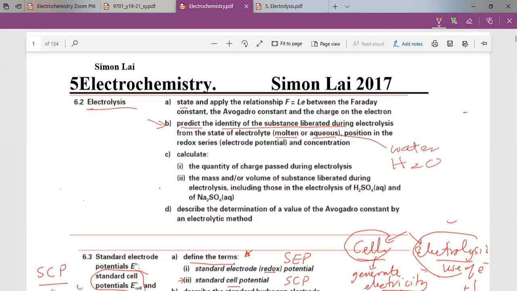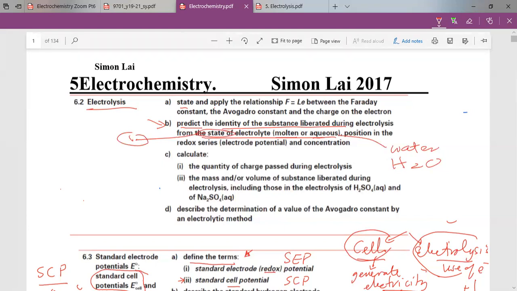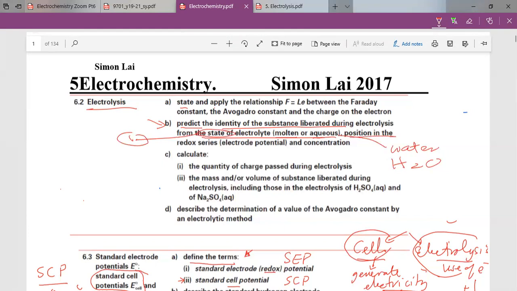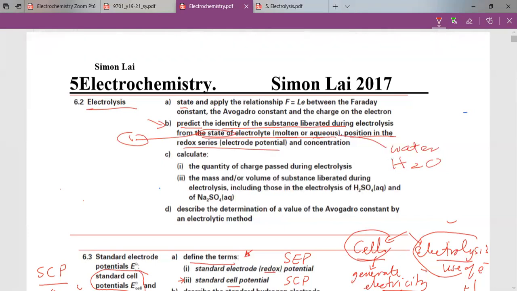During electrolysis, number 1 is the state of the electrolyte. The first thing is the state, so it's important to know what is given out because of the state. Number 2, the position in the redox series or the electric potential. That means we use E-zero values to determine what is going to be liberated. Number 3 is the concentration. So these 3 things today we will look at, to see how we would talk about electrolysis.